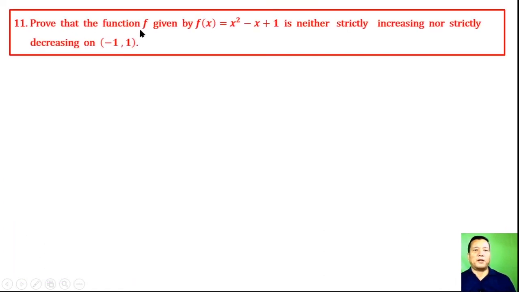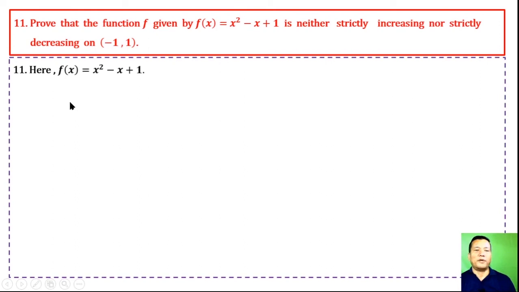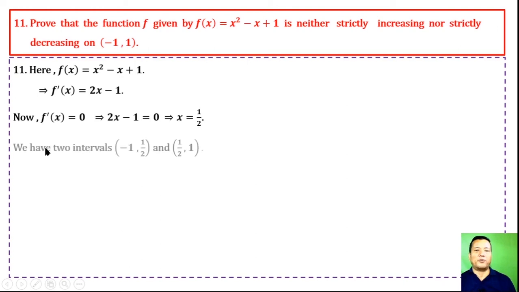Prove that the function f given by f of x equal to x squared minus x plus 1 is neither strictly increasing nor strictly decreasing on the open interval minus 1 to 1. Let us try. Here f of x is equal to this, whose derivative is 2x minus 1. Now we put f dash x equal to 0, which gives x equal to half. This half divides the open interval minus 1 to 1 into two domains, that is minus 1 to half, and half to 1.